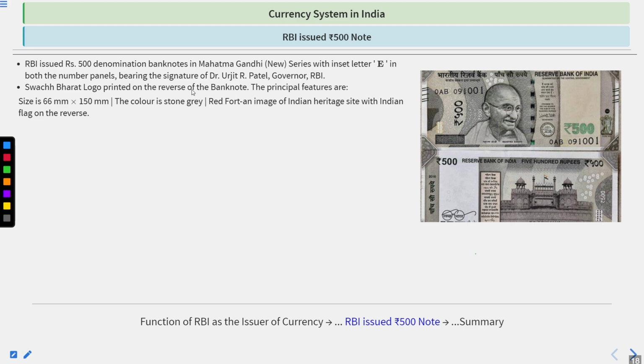The principal features are: the size is 66 mm into 150 mm. The base color is stone grey. And the red fort, an image of Indian heritage site with Indian flag on the reverse. Here you can see it. This is the red fort of Delhi. This is actually printed on the back side of this 500 rupees note.